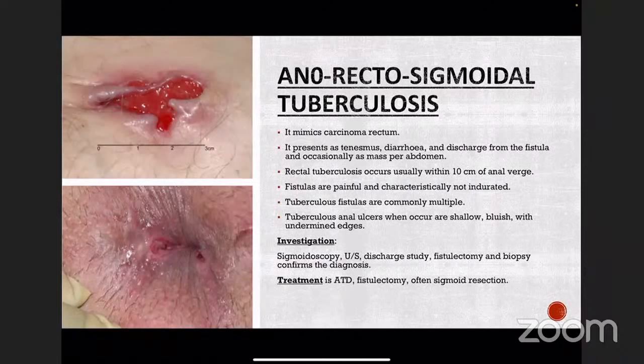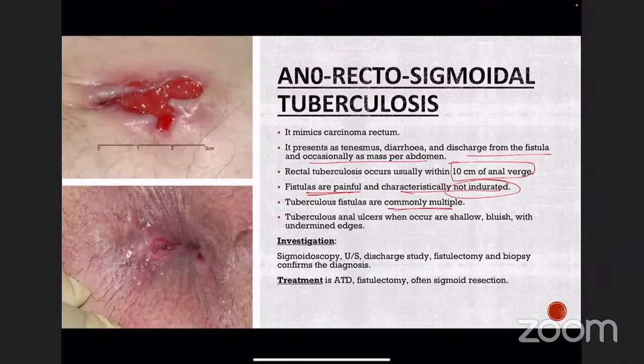So what other thing can be present? Discharge from the fistula, and occasionally a mass per abdomen due to collection in the LIF, can also be seen in such patients. Rectal tuberculosis occurs usually within 10 centimeters of the anal verge, not beyond that. Fistulas are painful. Obviously, any fistula will be painful. Characteristically, it is not indurated in this case, right? Tuberculous fistulas are commonly multiple. In a normal patient it will be single, but in tuberculous fistula there will be multiple openings.